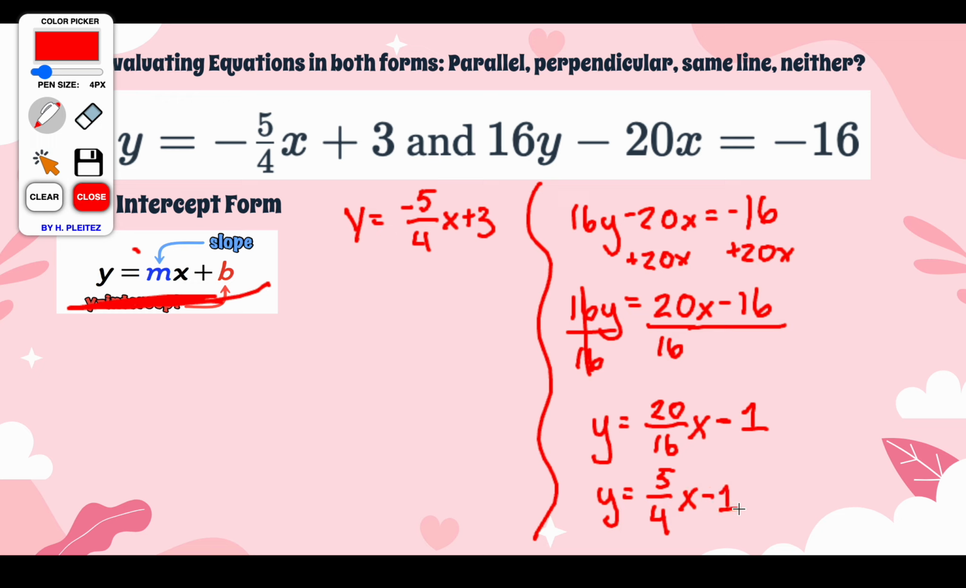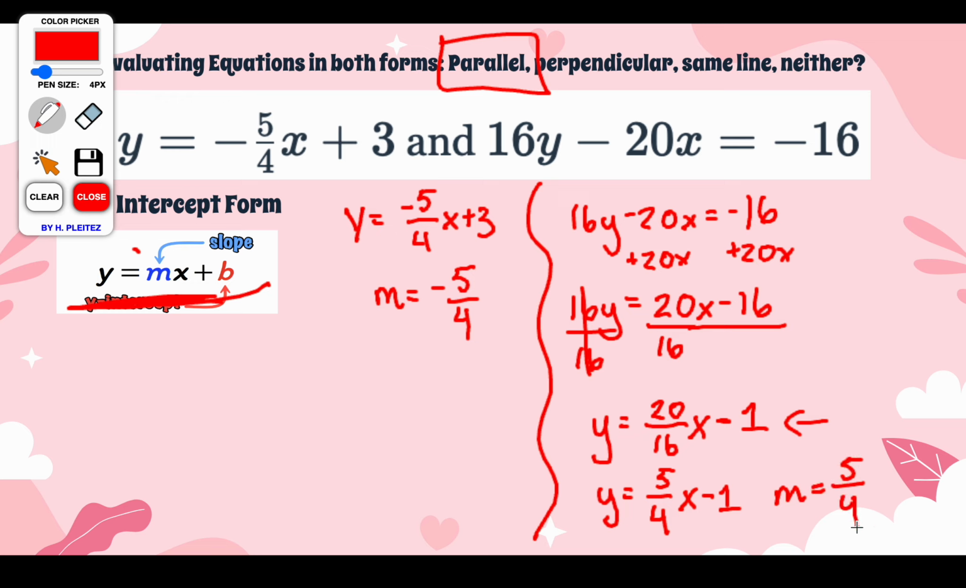And you want to simplify as much as possible, because if I stopped at this line right here, I can't really compare those numbers yet. But here are our two equations. So again, parallel lines have the same slope. So here, I like to write this out as well. Here, our slope is negative 5 over 4. Here, our slope is 5 over 4. So we're comparing these two numbers right now.